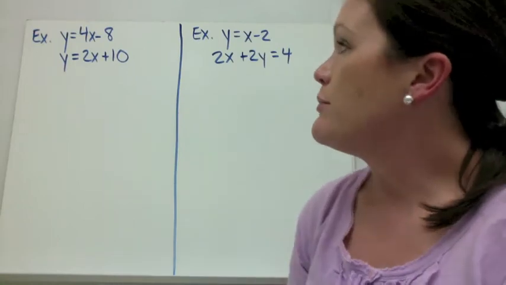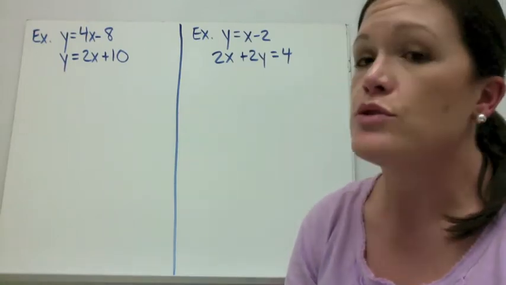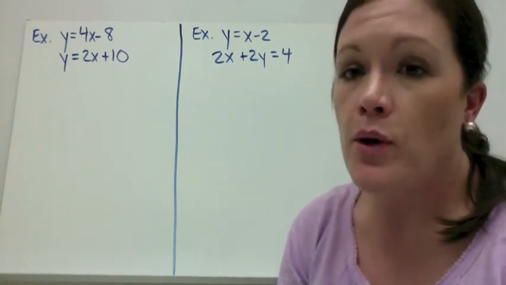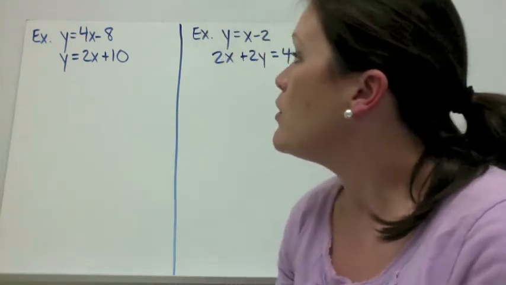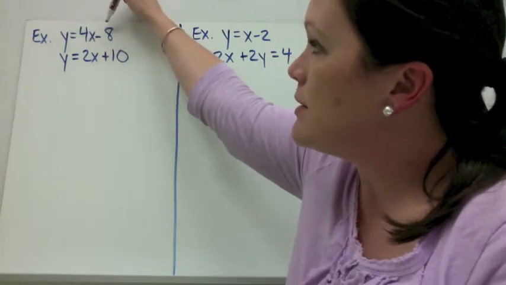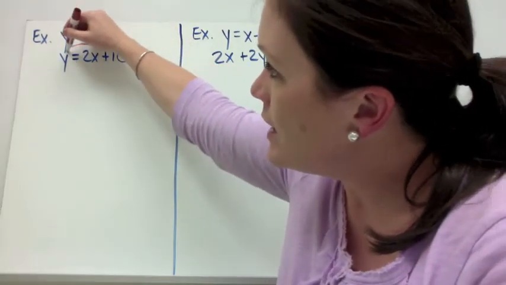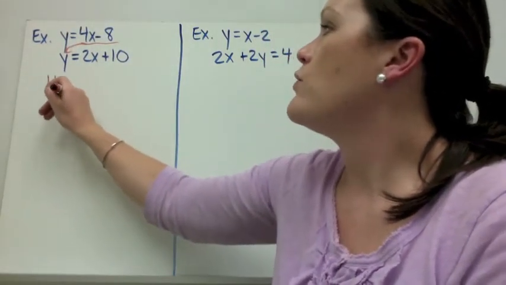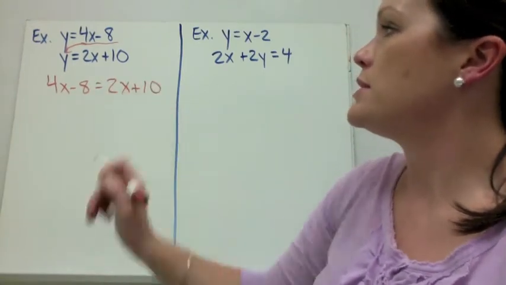So in our first example, we have y equals 4x minus 8, and y equals 2x plus 10. So they're both equal to y. In this case, I'm going to plug in: if y equals 4x minus 8, I can put 4x minus 8 right there in place of that y. So I replace y with 4x minus 8, and it's equal to 2x plus 10.